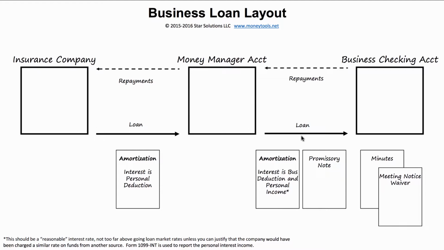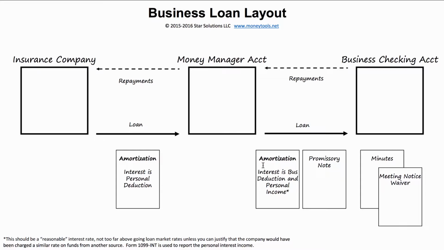The money then flows in a loan to the business checking account. This is a loan from the person to the business. The business makes repayments with interest back to the person, the money manager account, and then the person sends those repayments back to the insurance company, paying down the policy loan.